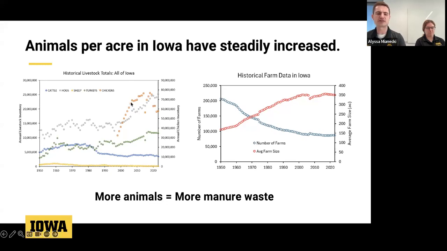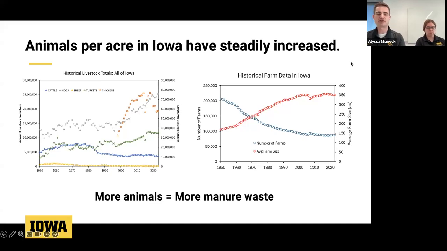And we've also seen an increase in the poultry population as well. That's not the only thing that's at play here. The other factors, we've also seen this really industrialization and convergence of many family farms, and just the agricultural industry in general. And so that's what this plot over here on the right shows. The number of farms that we have in Iowa is continually going down. The average size of the farm has continually been going up.